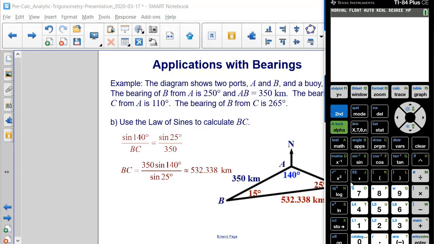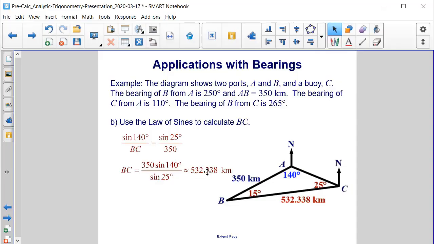If we substitute these values into our calculator, 350 sine of 140, close the parenthesis, divided by sine of 25, we end up getting 532.3377. The fourth 7 rounds the third value of 7 up to an 8. So we get 532.338 kilometers for BC.